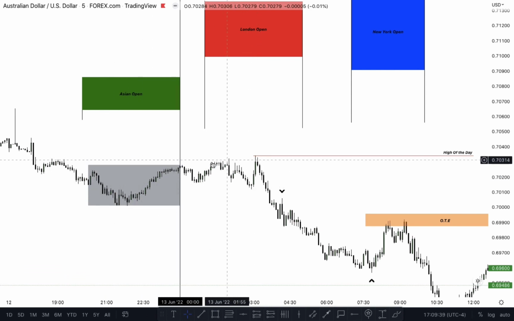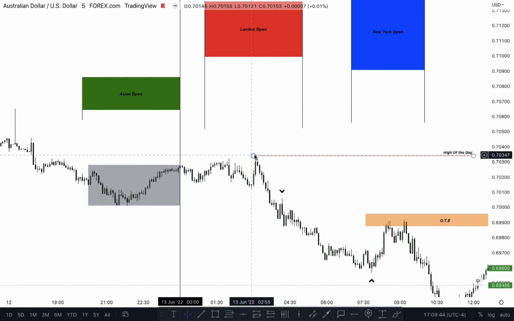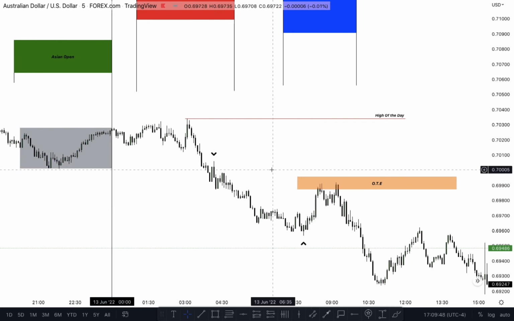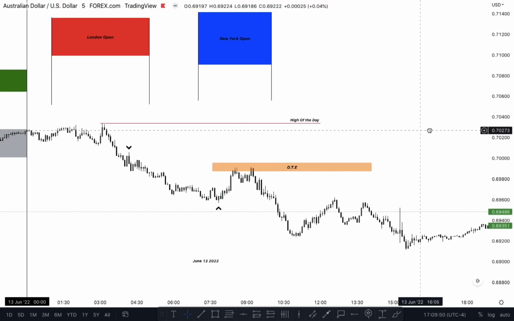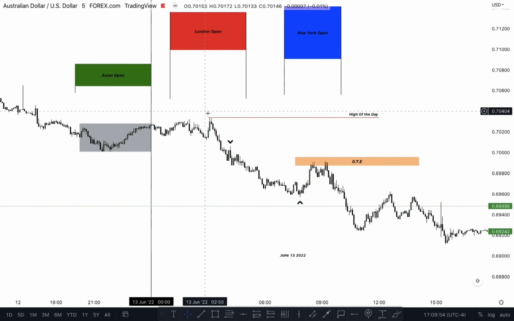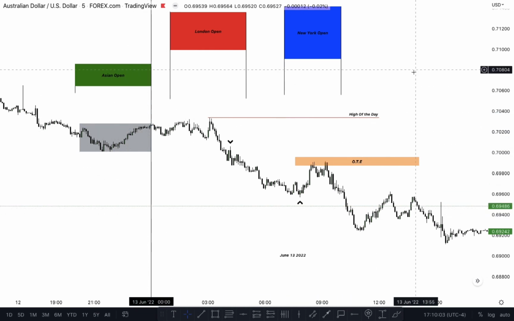Price runs up, takes out the Asian session high, so the highest point this session has made, makes the high of the day, runs lower, runs below the Asian session. Then in New York, we get a small retracement and then a continuation lower, away from London Open and away from the London low, the Asian low and the Asian high. So we're running away from this area of consolidation.